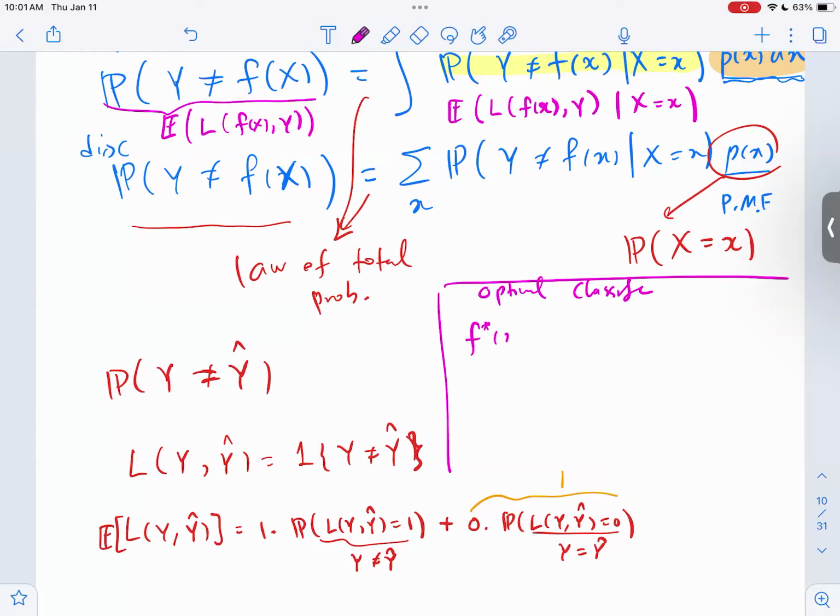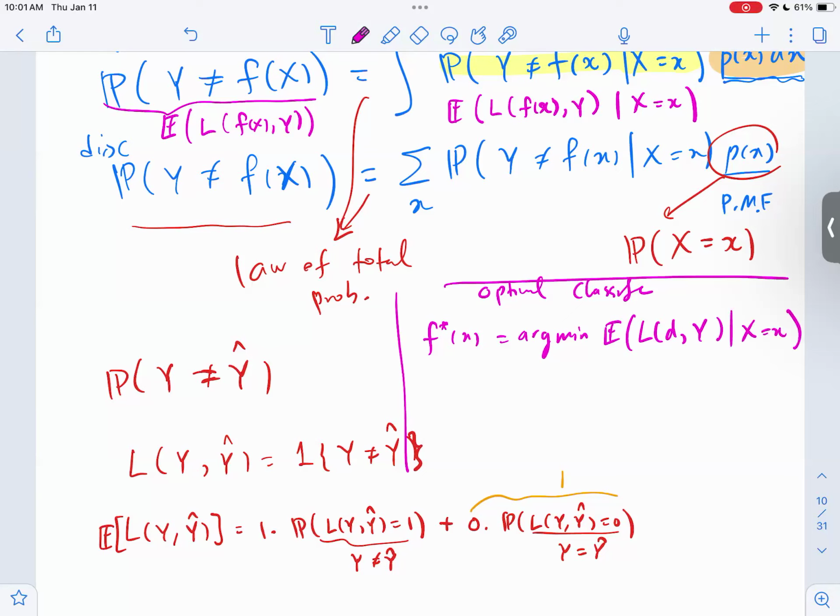the one that minimizes this conditional cost, sometimes referred to as the posterior risk, because it's an expectation. So I'm going to take the expectation of L(d, y) given that X is equal to x, with d in {0, 1}. So I'm conditioning on x. This d is the placeholder for y hat or f(x). I'm going to choose the decision that minimizes this cost, and this cost can be calculated.